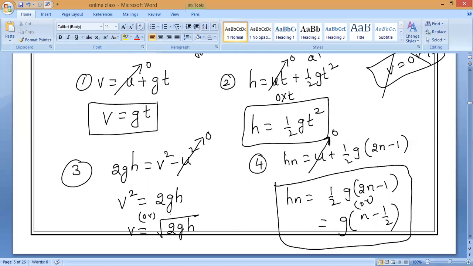For which case, guys? Freely falling case. Okay. So these are the direct equations. Is it okay?